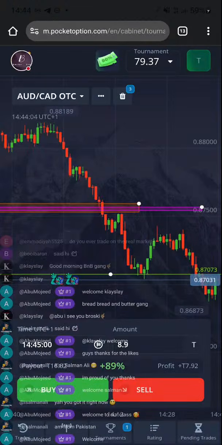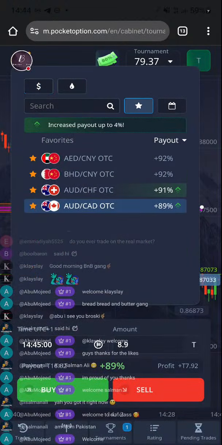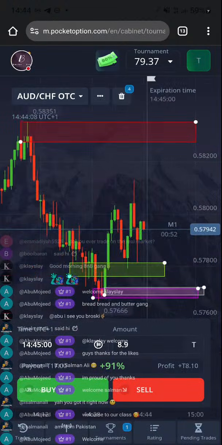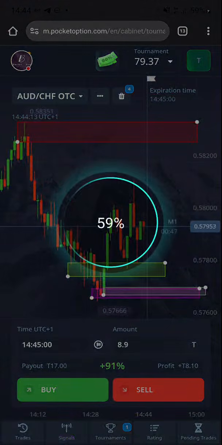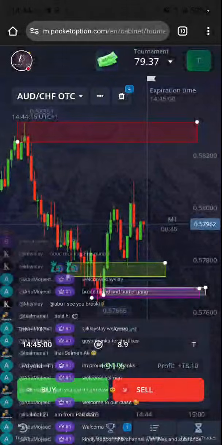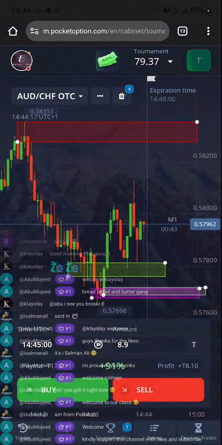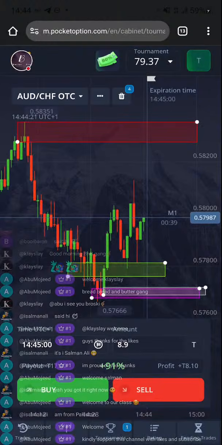Let's go back to this market. Okay. We'll just wait for this trade, because let the market make up its mind if it wants to go up or come down. But we'll wait for this trade.